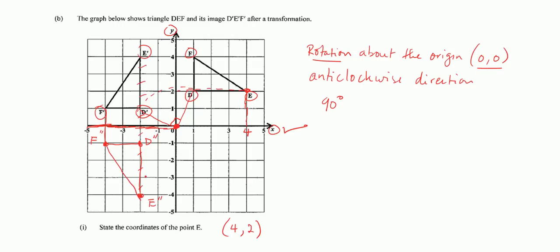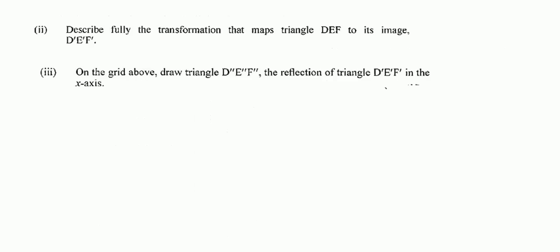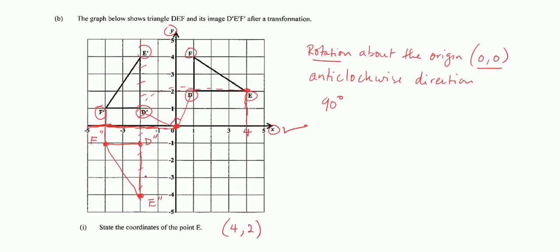So make sure you understand the properties of a reflection. All the points in front of the mirror line, when we reflect it in the mirror line, the image will be the same distance behind the mirror line. Okay? Oh, and that's the last part. Okay?